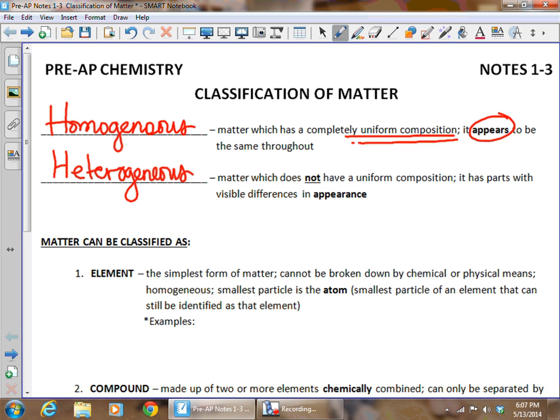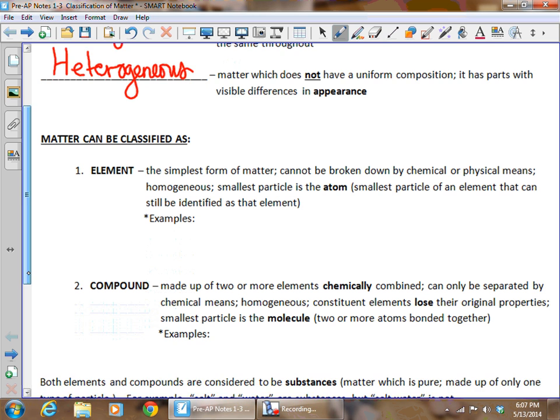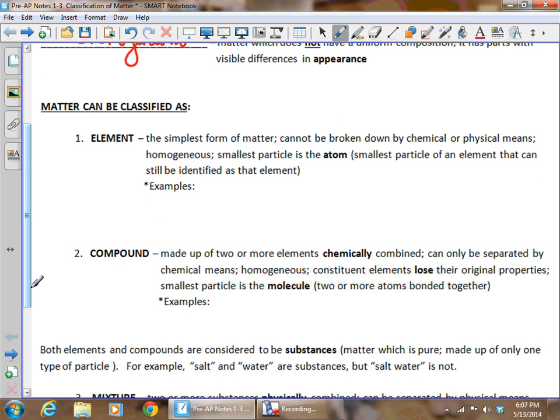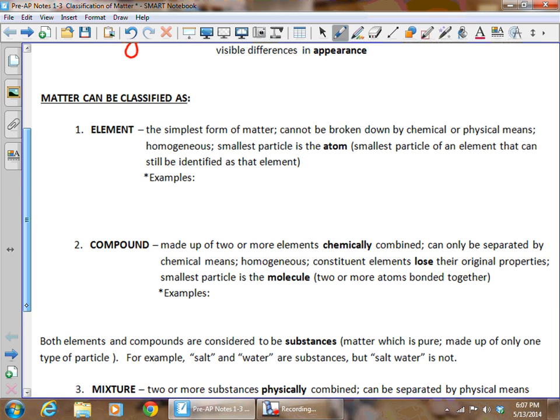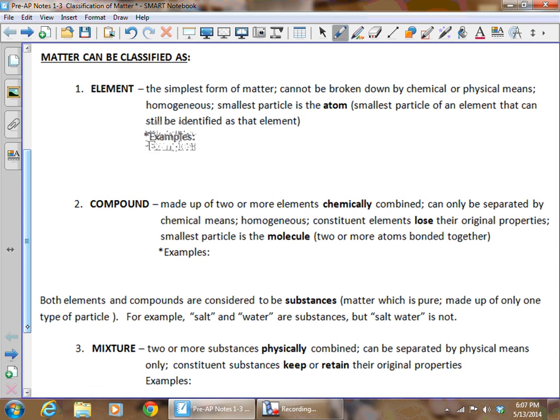So those are two terms that we need to be familiar with, and we'll look at them more fully whenever you get into my class. We can classify matter as being one of three types of substances. Matter can be either an element or a compound or a mixture. Now, elements are the simplest form of matter. You cannot break them down by chemical or physical means.